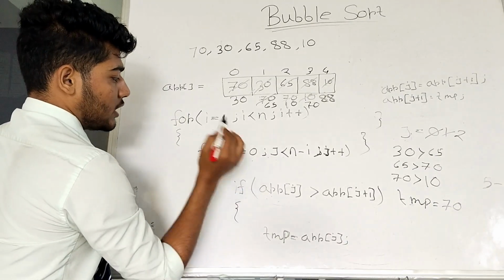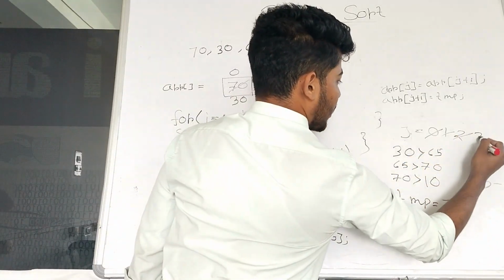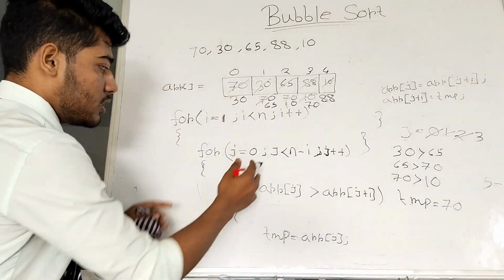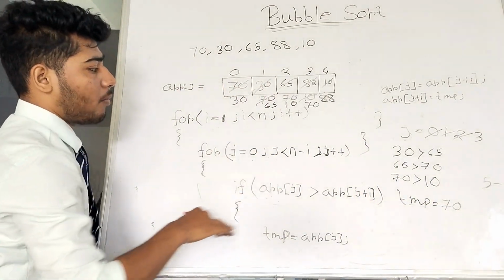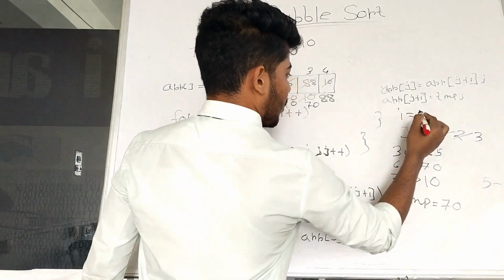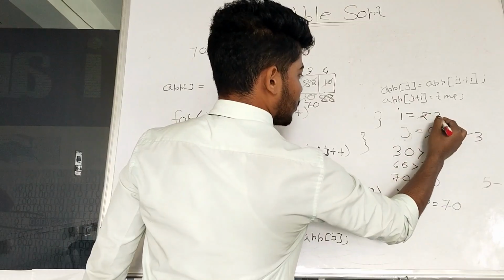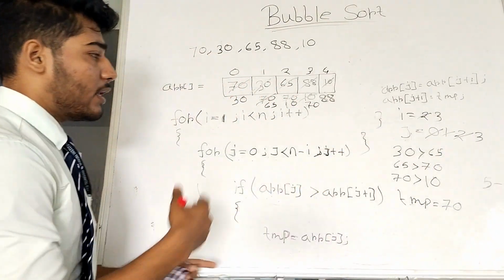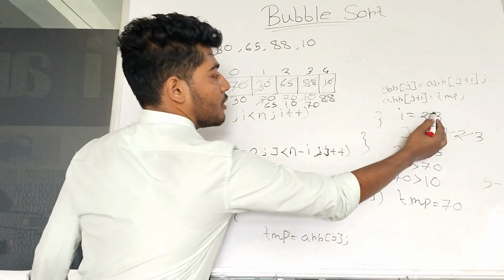Next, j equals 3. 3 less than 3? No. So it will stop here and exit from the loop. Now i will go from 2 to 3. Previously the value of i was 2. Now it will be increased by 1 and the value is 3.